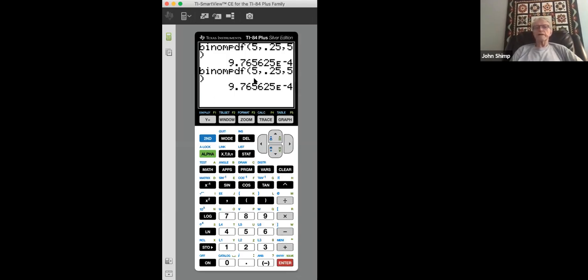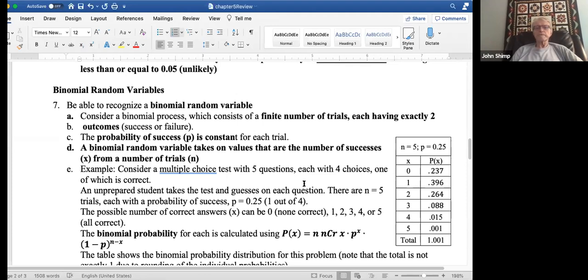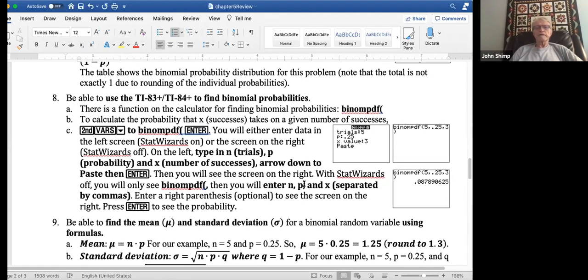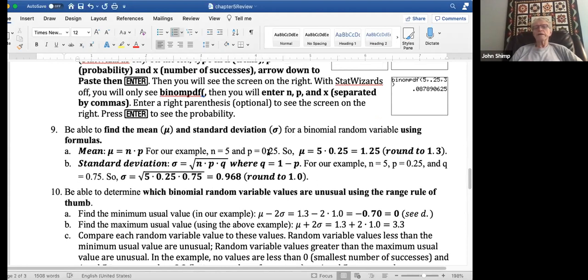So let me close this and come back to the document. The steps, by the way, for using the calculator to find binomial probabilities are in here. Now, finding the mean of a binomial random variable. Before, we just had a plain old random variable where we had the random variable values and their probabilities. To find the mean, we multiplied each value by its probability and then added them all up and we got our mean. And then we also could have done this on the calculator using 1-Var Stats, for the mean and the standard deviation.